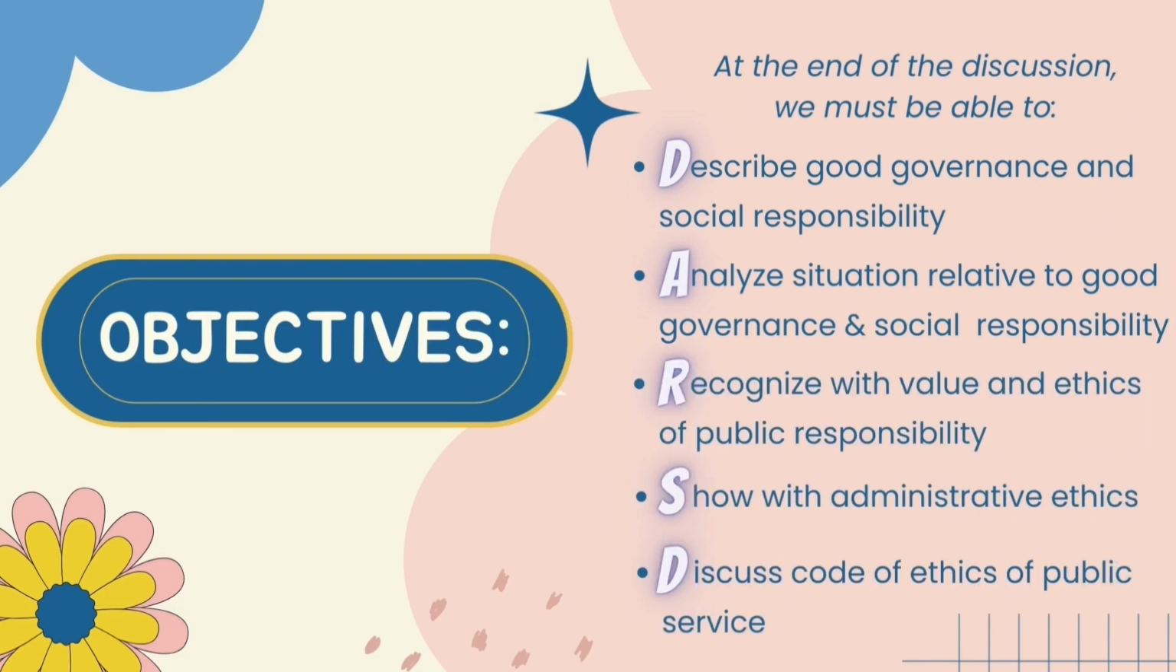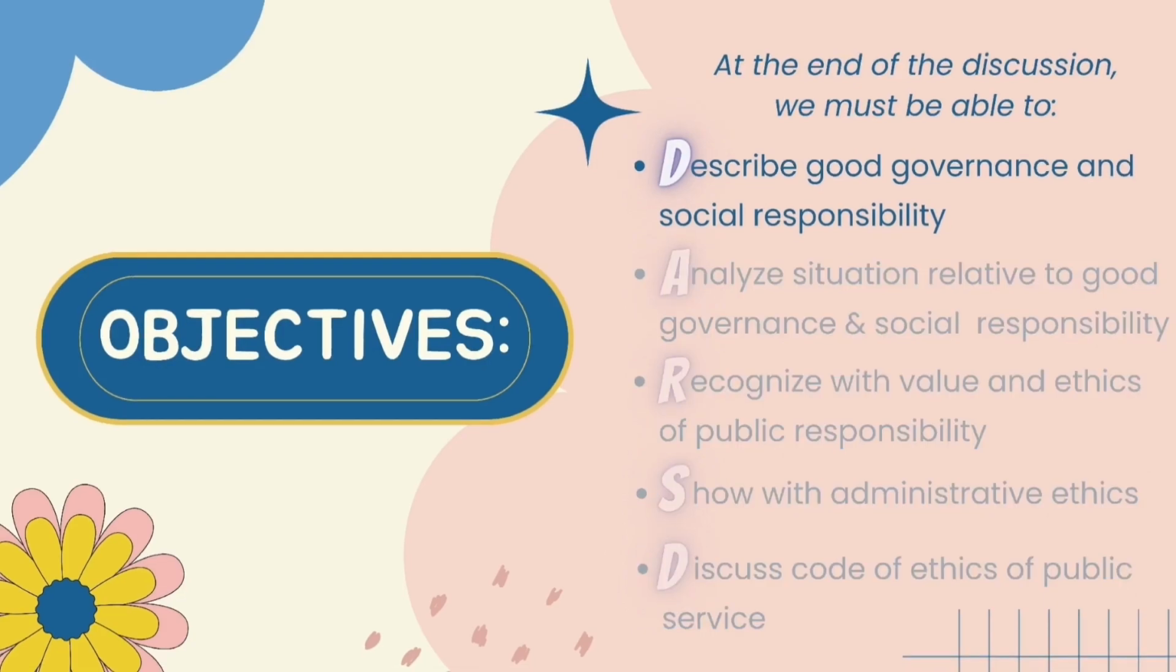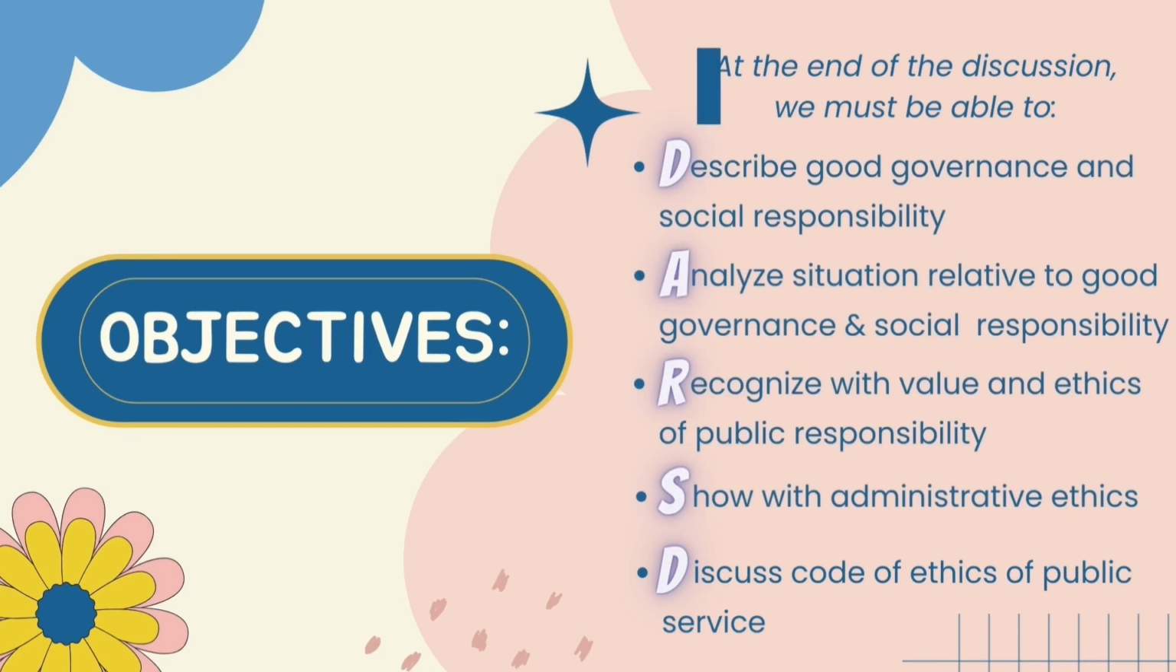At the end of the discussion, we must be able to, first, describe good governance and social responsibility. Second, analyze situations relative to good governance and social responsibility. Third, recognize the values and ethics of public responsibility. Fourth, show administrative ethics. And lastly, discuss the code and ethics of public service.